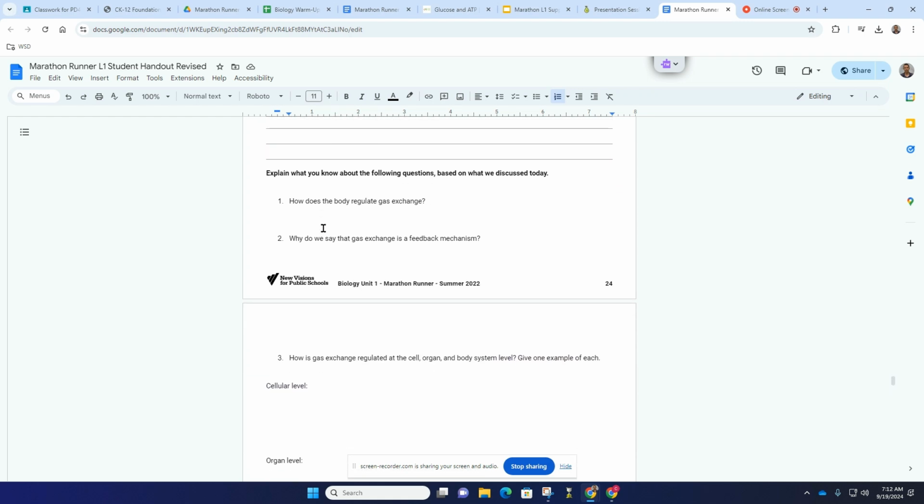Then we sort of come down here to a summary. It says, how does the body regulate gas exchange? That's something you should have about your breathing rate, right? So you have to increase your breathing rate to keep oxygen constant, to get rid of carbon dioxide. Number 2, why do we say that gas exchange is a feedback mechanism? Feedback simply means that you're responding to something. So the more that we exercise, the more that our body has to change, because the exercise is creating that, what we call feedback, right? Constantly changing in order to maintain your body.